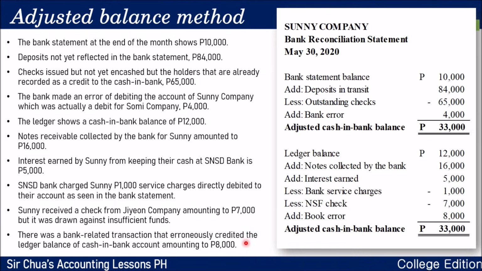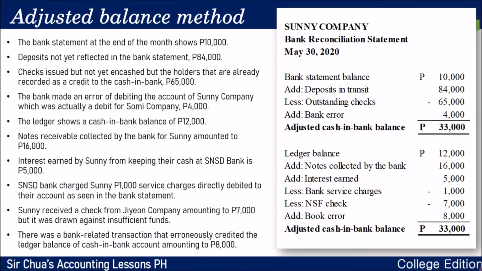And then, there was a bank-related transaction that erroneously credited the ledger balance of cash in bank account amounting to 8,000. So, ang nangyari naman po, nagkaroon ng konting error sa accounting department, nabawasan po yung ating ledger balance ng cash in bank account na 8,000. So, since nabawasan, idadagdag po natin 8,000. And we are reconciled. The adjusted cash in bank balance is 33,000.